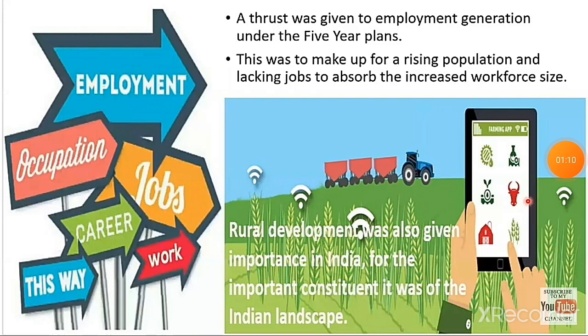Next, a thrust was given to employment generation under the 5-year plan. So, based on these 5-year plans, most of the people got employment opportunities. This was to make up for a rising population and lacking jobs to absorb the increased workforce size. Because of overpopulation, so many people are not getting any job.